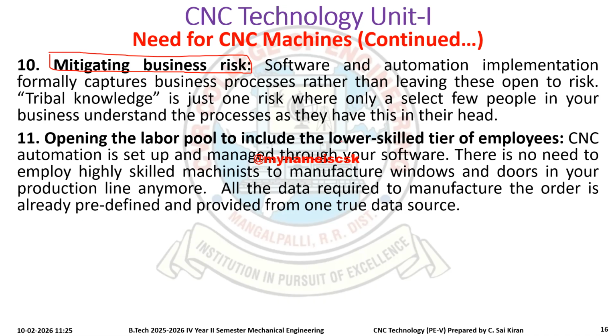Next, opening the labor pool to include the lower skilled tier of employees. If you are using CNC, we need only one specialist, a machinist, and for the other jobs we can take employees with much lower skills for doing the accounting jobs and other things. So that is the advantage: instead of having highly skilled employees, we can have lower skilled employees.